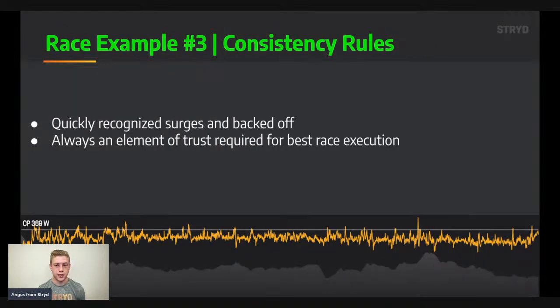Race example number 3. This one, once again, looks very similar to our first race. It's a very successful execution where the runner stayed under their critical power. They stayed much closer to a marathon power target.